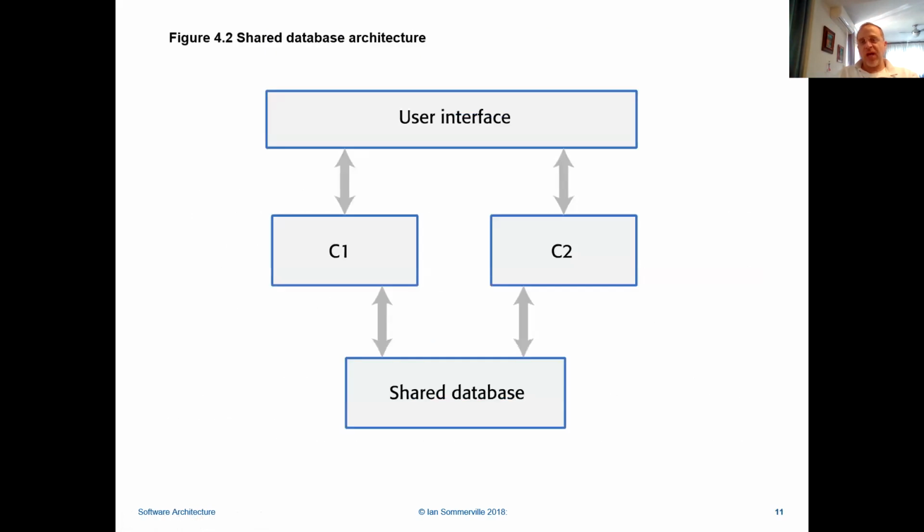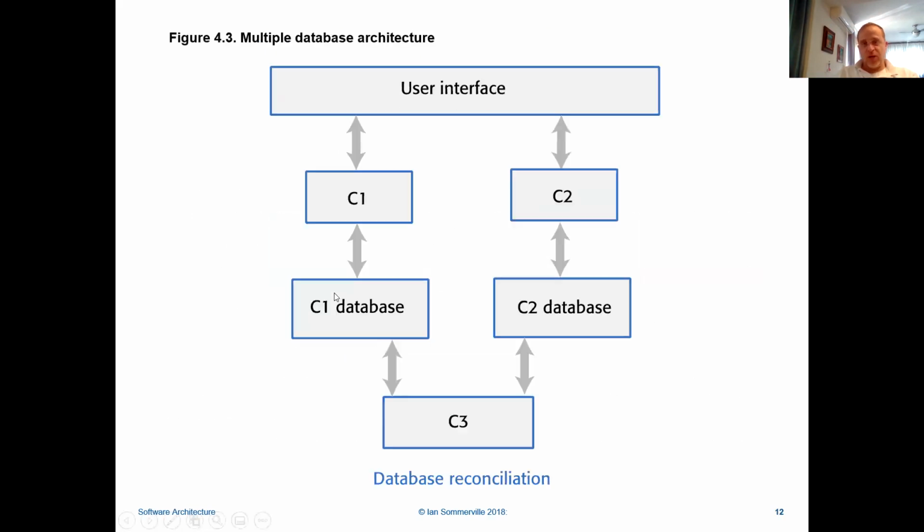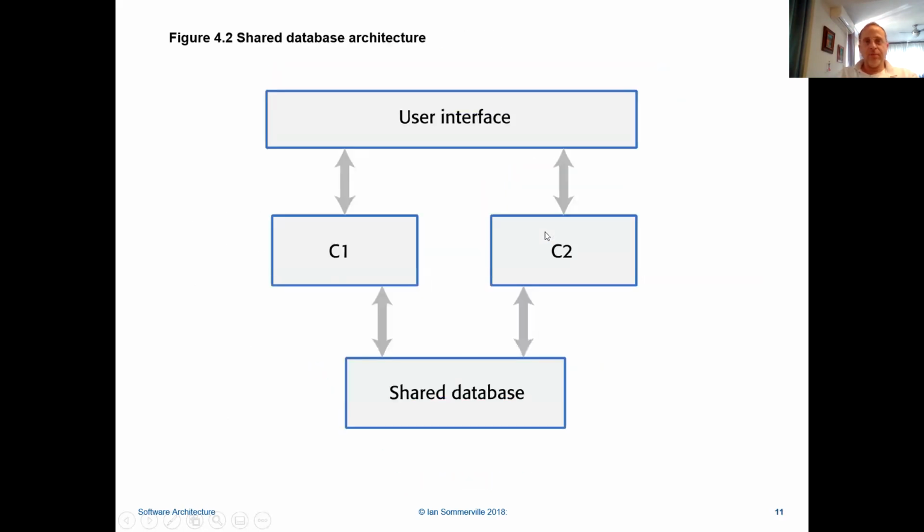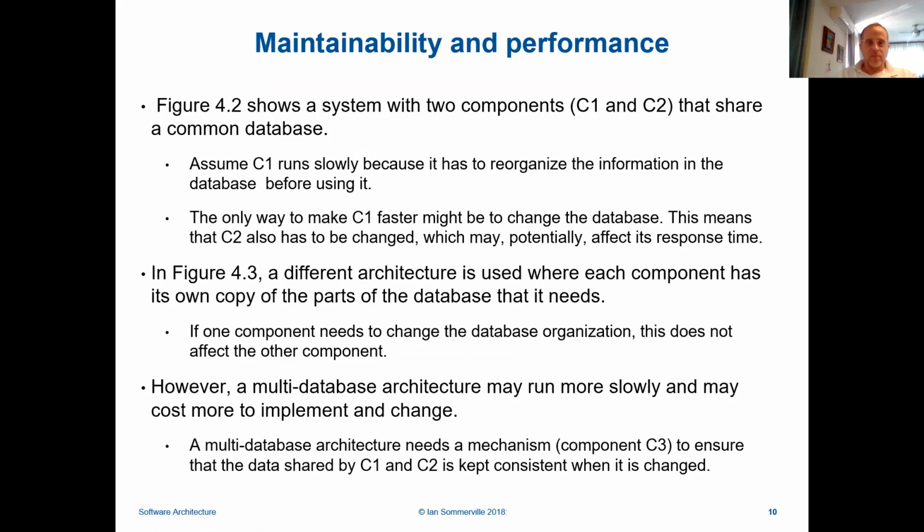But by separating as much as we can, if I need to reorganize the database so that component 1 will work faster, I can do that independently of component 2. If one component needs to change the database, this does not affect the other component. However, a multi-database architecture may run more slowly and may cost more to implement and change. You have drawbacks. A multi-database architecture needs a mechanism, component 3, to ensure that the data shared by C1 and C2 is kept consistent when it is changed.